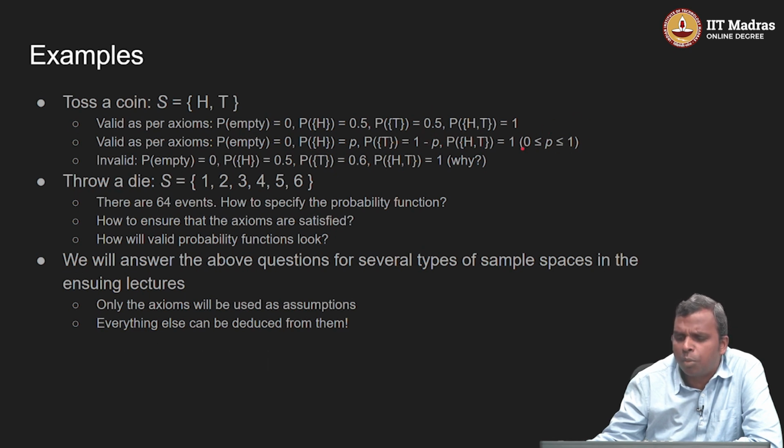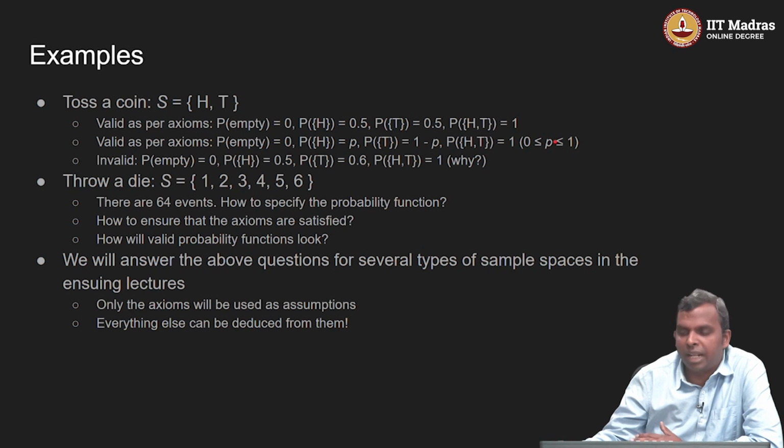In the previous example I took 0.5. I'm going to take, let's say, any other value. It could be 0.2, 0.3, 0.9, 0.8, any value. And I'm going to assign probability of heads to be p and probability of tails to be 1 minus p. And probability of the empty set I'll keep as 0. Probability of {h, t} I will keep as 1.